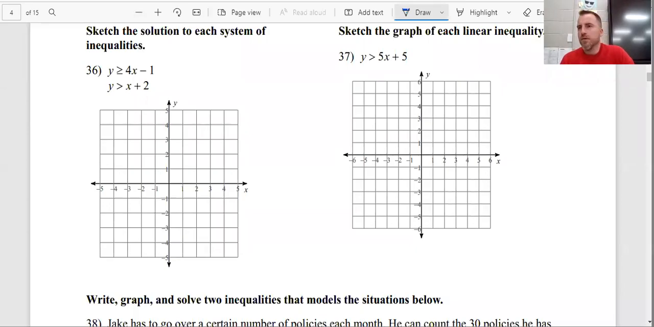All right, take two on inequalities. See if it works this time.